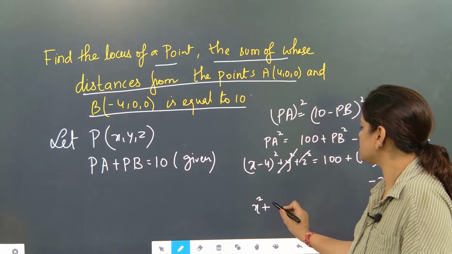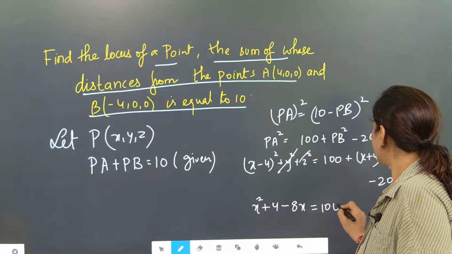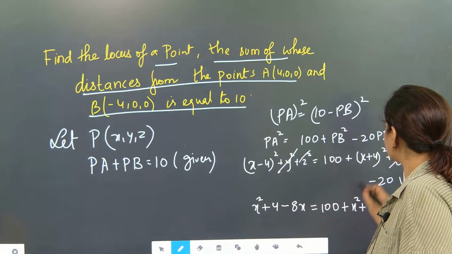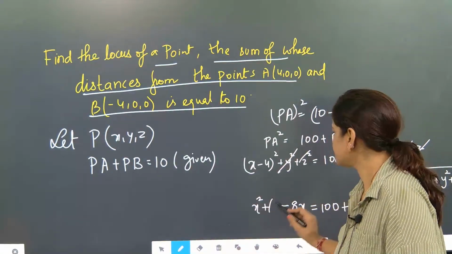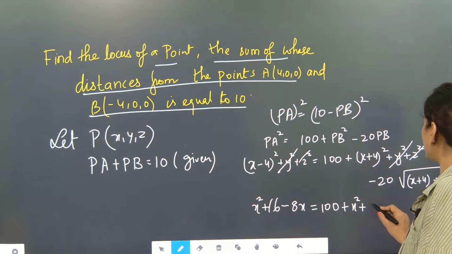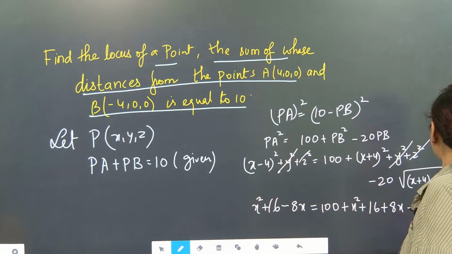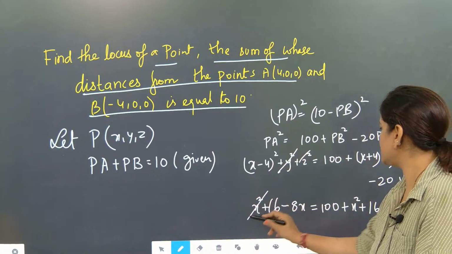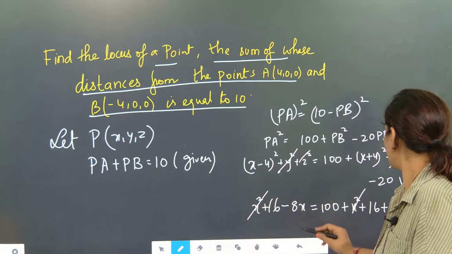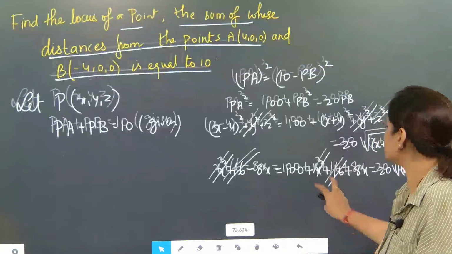Now it is coming x square plus 16 minus 8x equal to 100 plus x square plus, here sorry, 4 square will become 16. And here it is coming as 100 plus 16 plus 2 fours are 8x, and this part is coming as minus 20 root under x plus 4 whole square plus y square plus z square. So now here if you see, x square and x square will get cancelled. Here plus 16 and plus 16 will get cancelled.